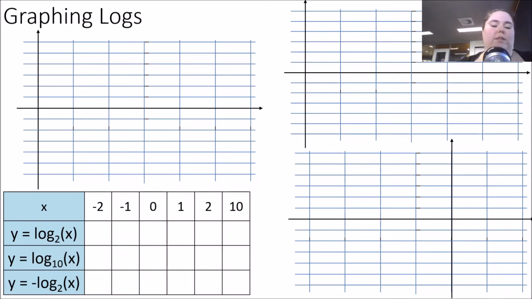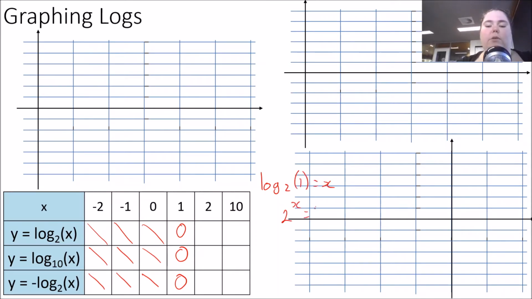All right, so graphing these, let's start off. We can't take the log of a negative, and we can't take the log of 0. And the log of 1 is 0, because we're trying to solve this, and the only way to make it true is for x to be 0.